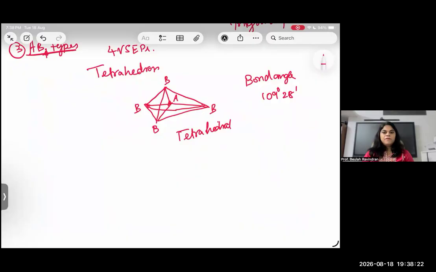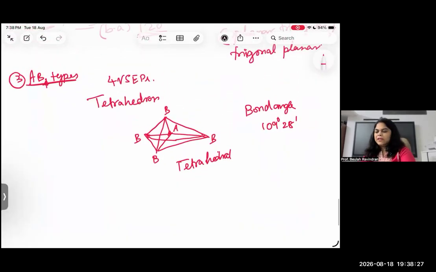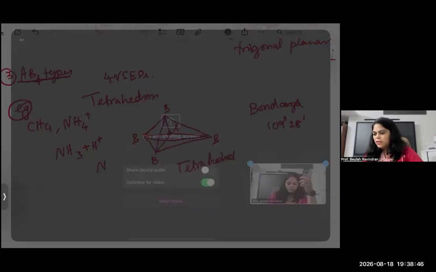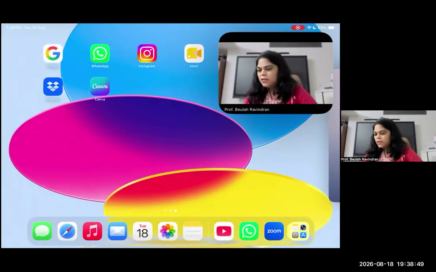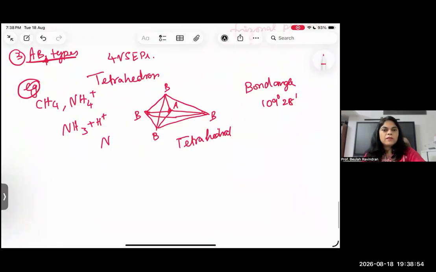Okay, so here AB4 type, and similarly, I will tell you about the examples. I'll give you some examples like CH4, NH4 plus. That means one H plus is added. Normally it is NH3. One H plus is added here. So that's it. Nitrogen has three bonds, so NH3. Is it clear for you? Okay. Then AB5 type.